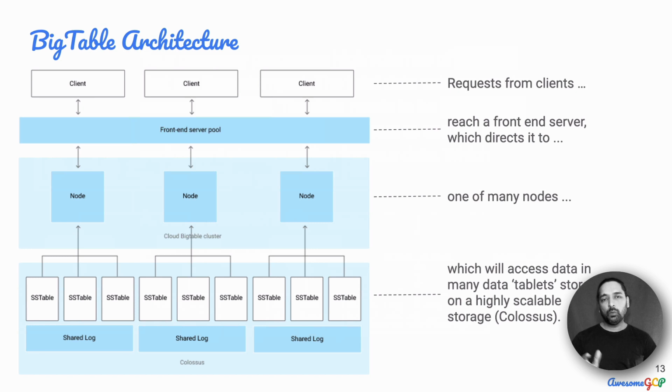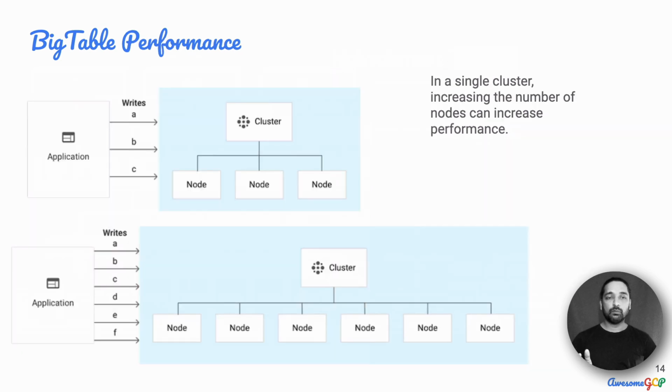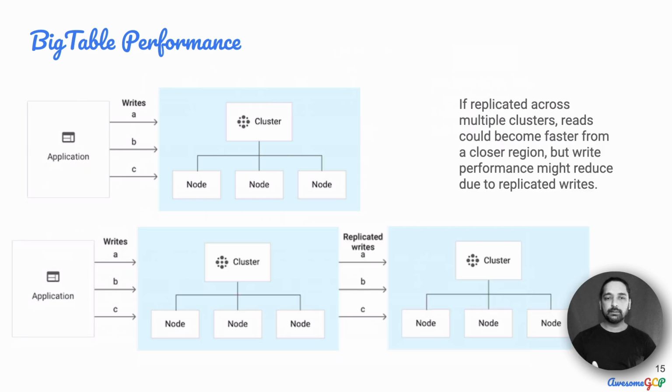So if you want to have increased performance, one of the ways you can do it is to increase the number of nodes in your cluster. Just increasing nodes will increase the write performance and the read performance in a single cluster. If you want to increase, say, the read performance, then at a slight cost in write performance, you can even have replicated data with multiple clusters. But this will lose a little performance in the writes because the data has to be replicated in multiple places.